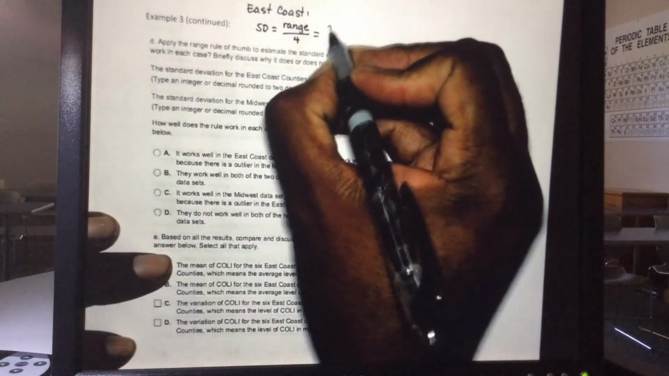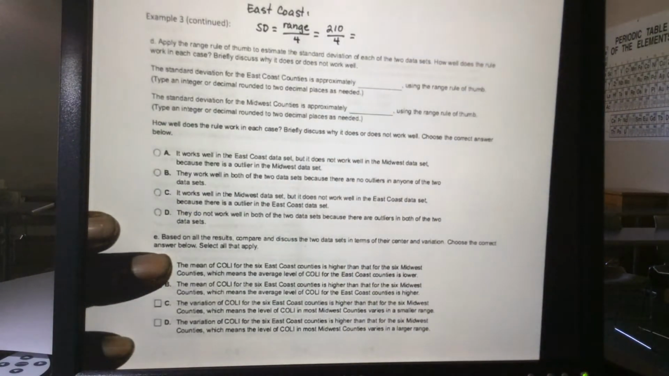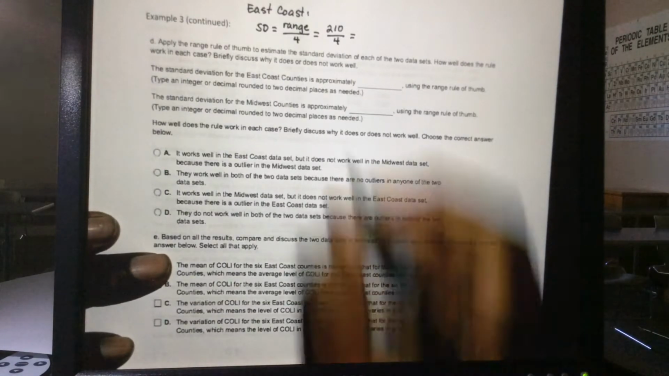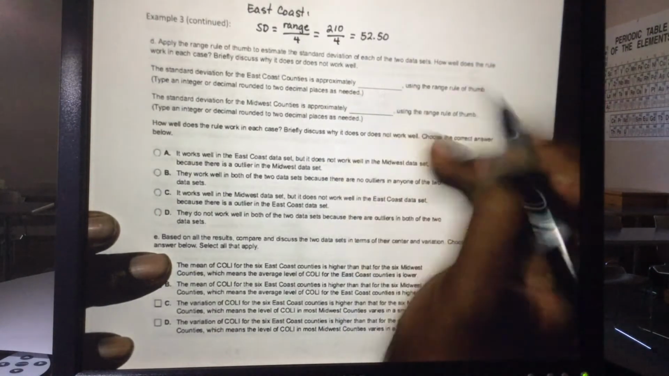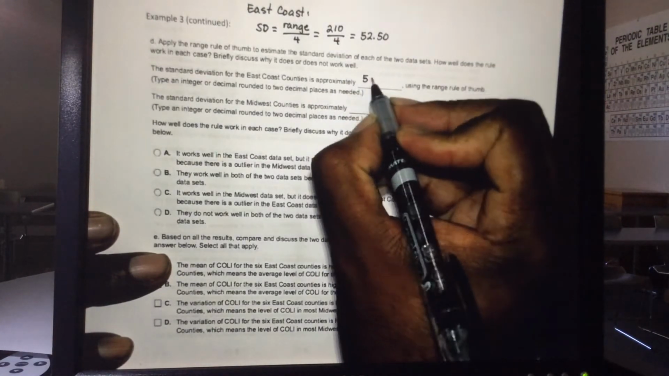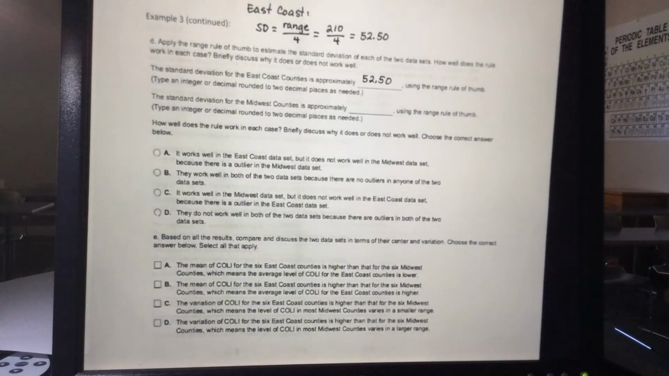Okay, so we're going to take 210, divide that by 4. And that will be 52.5. I'm going to add a 0 because they want this to 2 decimal places. So the standard deviation for the East Coast counties is approximately 52.50 using the range rule of thumb.